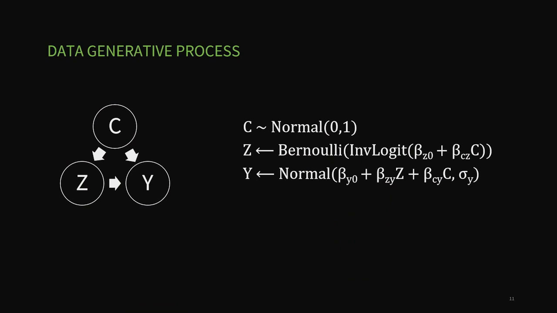And then finally, we have Y. And Y, again, represents just the total compute hours that we were using in Azure. We might again think of this as normal with the mean being that intercept, plus beta ZY, which is the relationship between, or the influence of, Z on Y. And then finally, plus beta CY, which will represent the influence of C on Y.